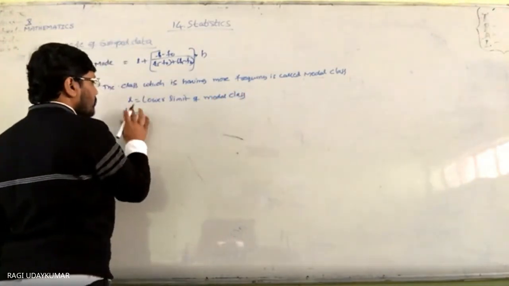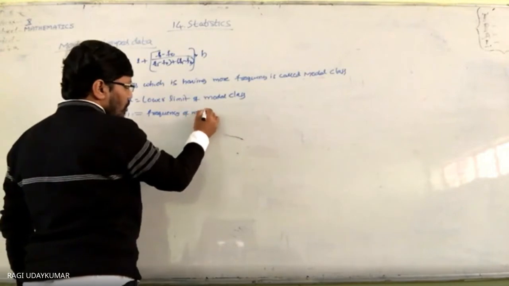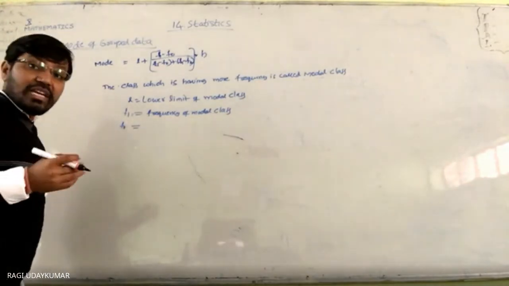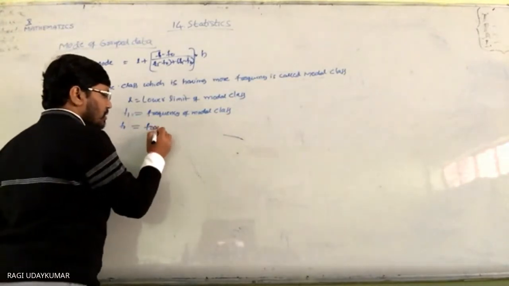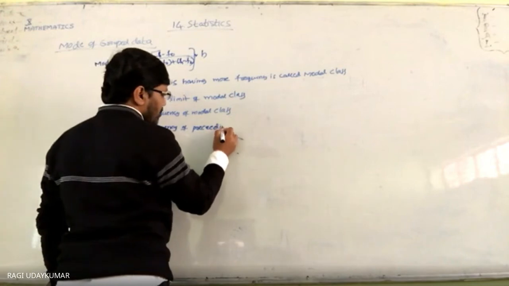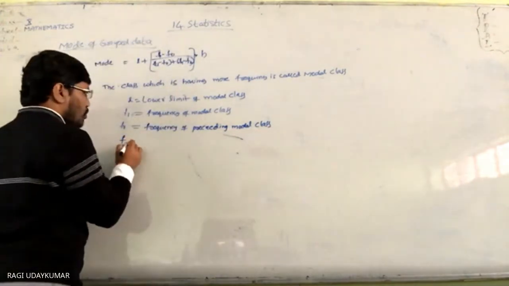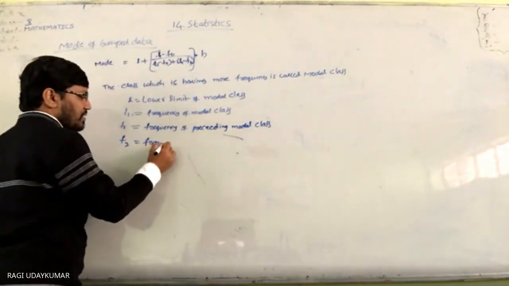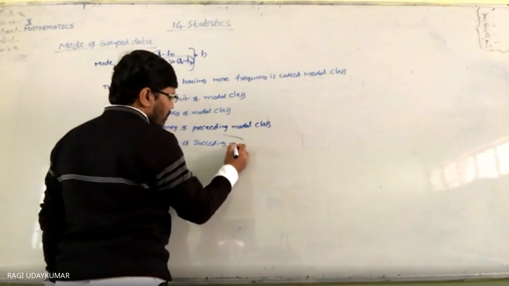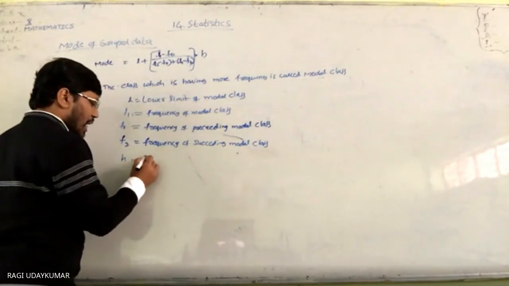F1 is the frequency of the model class. F0 is nothing but the frequency of the preceding model class. F2 is nothing but the frequency of the succeeding model class. And H is nothing but the class size.